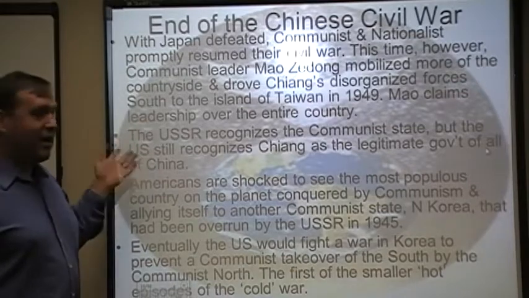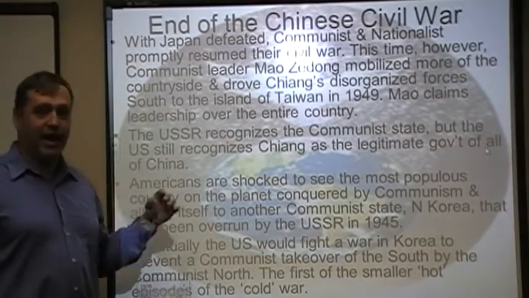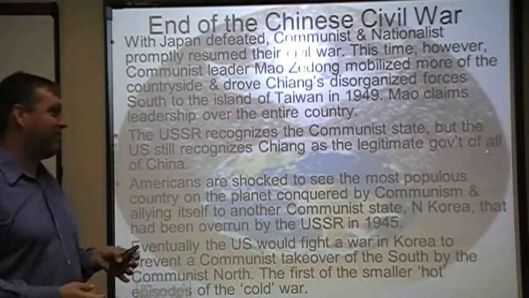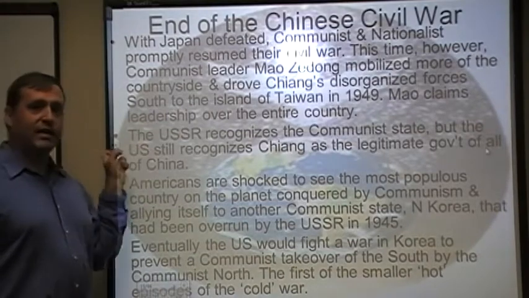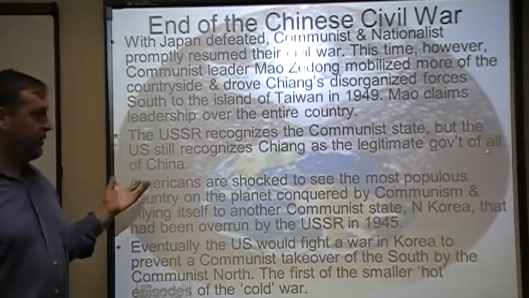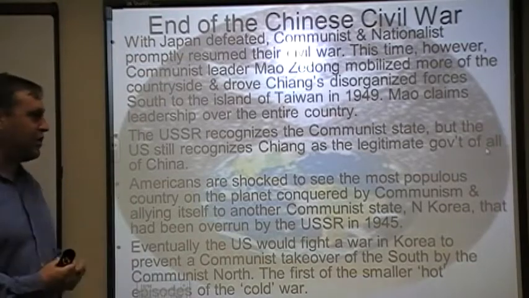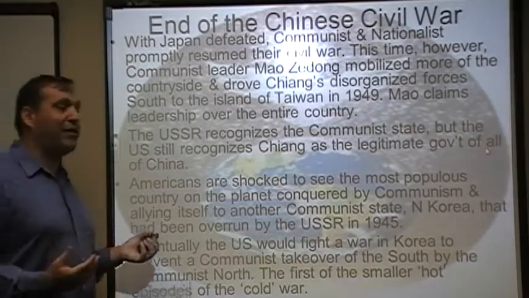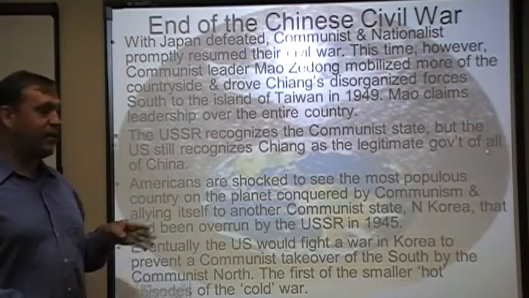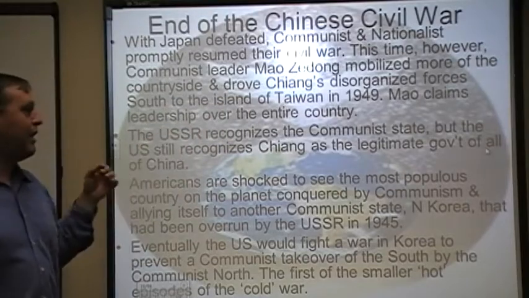Well, the Soviet Union is pretty quick to recognize the communist state as the legitimate government of all of China. Hey, the most populous country on earth has just gone communist, hooray, right? But the problem was the United States throughout World War II had regarded Chiang Kai-shek as the legitimate leader of China and in fact had supplied him with weapons and material and ammunition in order to help fight off the Japanese. So the United States regarded Chiang Kai-shek as the legitimate government of all China and said, no, no, Chiang's government, which is now based on Taiwan, that's the legitimate government of China.